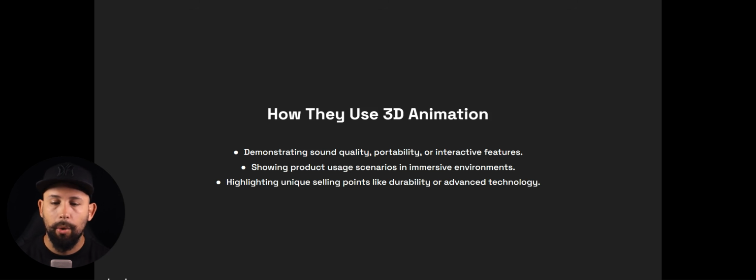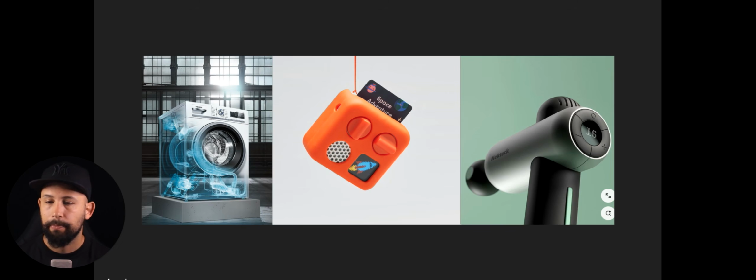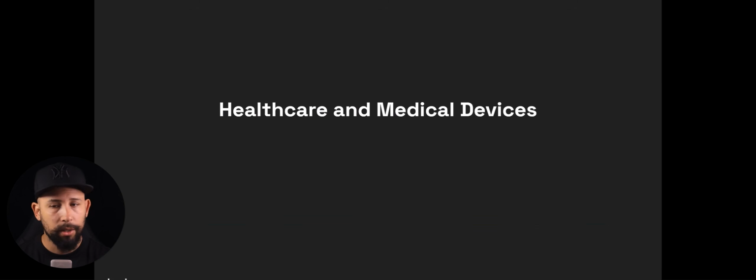Highlighting unique selling points like durability or advanced technology. Same thing, showing the benefits and showing people why this is important for them, for the consumer, right? Okay, so the next one, and these are some examples: a washing machine, some everyday technology, something for doing massage. To see how 3D is so much more engaging than just a photo, because you can play a lot with the design also on the element. So this is a great niche.